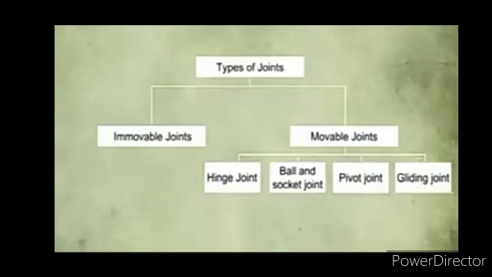And we learned what joints are. A joint is a place where two bones are joined together. There are two main types of joints: immovable joints and movable joints. The movable joints are again divided into four main types: hinge joints, ball and socket joints, pivot joints and gliding joints.